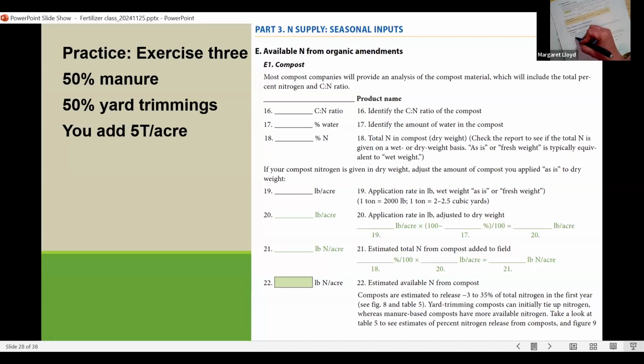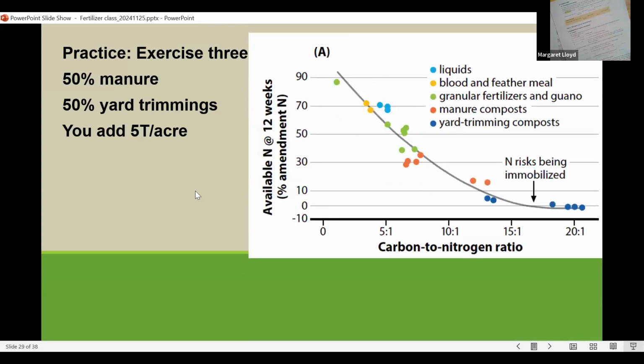So we've got a 50-50 manure and yard trimmings compost. Identify the C to N ratio of the compost. So I'm going to look at this document, and we have a mix. The manure composts hover between the 6 to 8. There's a couple over here versus our yard trimming. So I'm going to strike a balance right in the middle here. Can you all see that? Right in the middle. Thank you, Patricia.